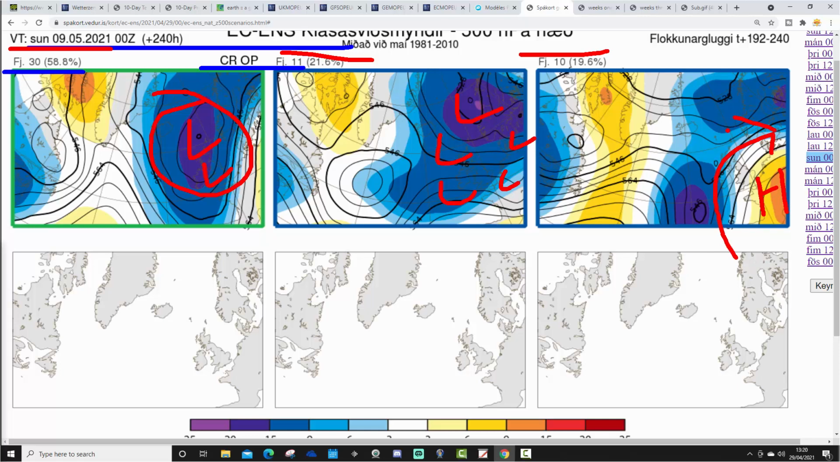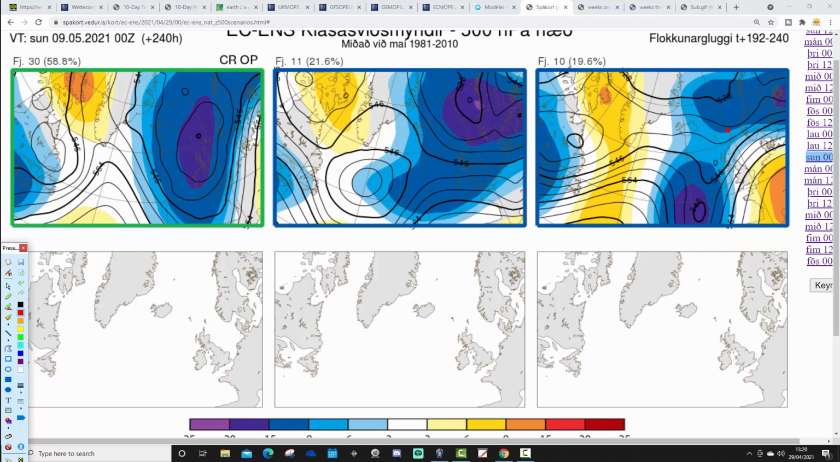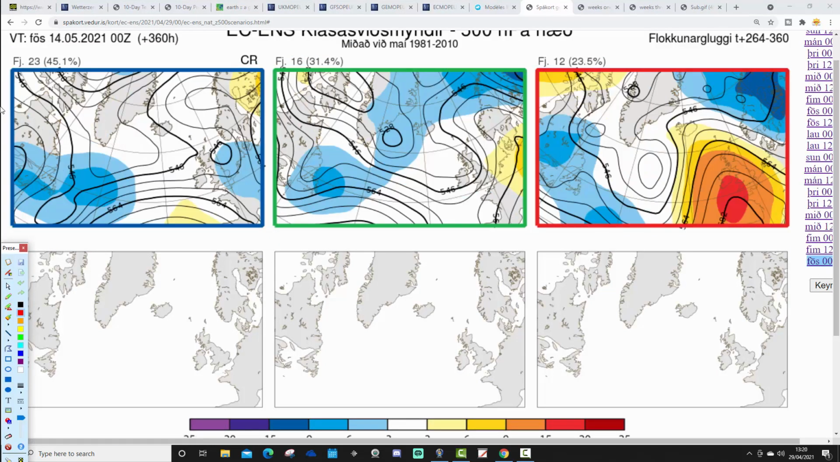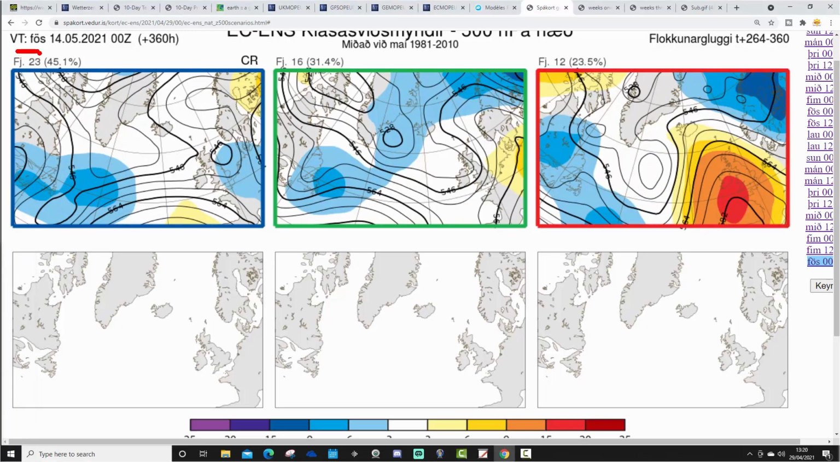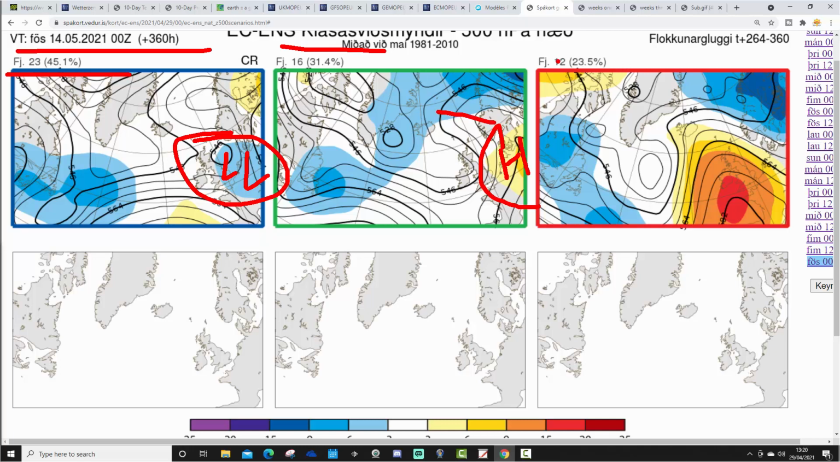However, clearly the vast majority of options up to the first 10 days of May are very unsettled. In two weeks' time, these are the options that we've got. This will get us to the 14th of May. 23 members of the ECM ensembles will have a shallow trough of low pressure sitting just to the east of the country. 16 will have a weak ridge just to our east, and perhaps bring up a little bit more of a southerly, southwesterly flow, and 12 actually have an area of high pressure.